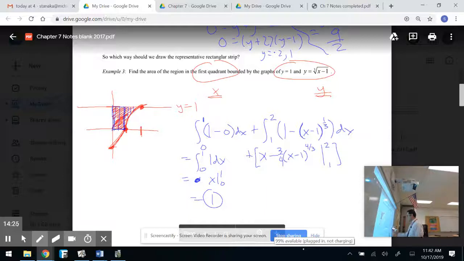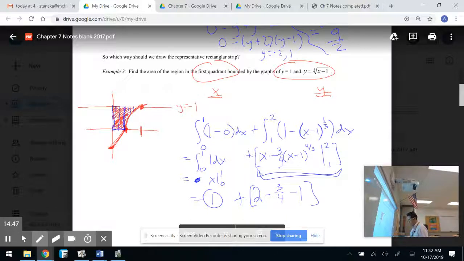And then you just do your calculator work with that, and you get 1 plus. It's your job to make sure you work through that. I'm not doing all that stuff. You should end up getting a 2 minus a 3/4 minus a 1 when you do all of that work, and your final answer of 5/4. Okay, class? Make sure you work through that. I'm not going to waste our time doing that busy work.